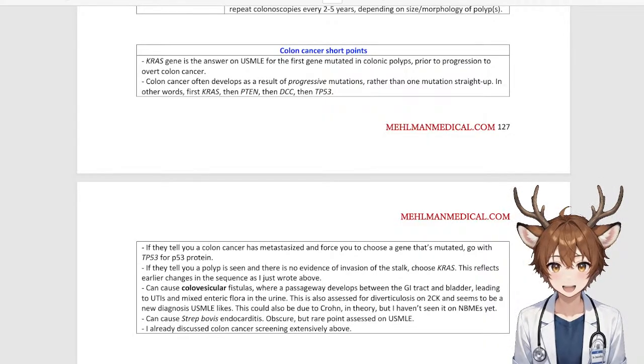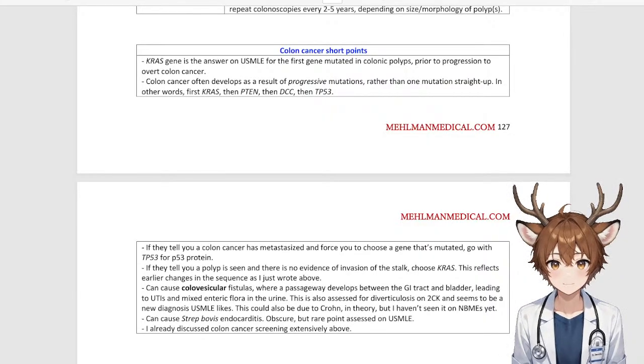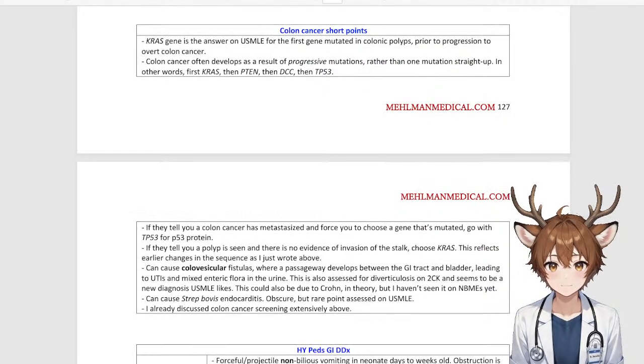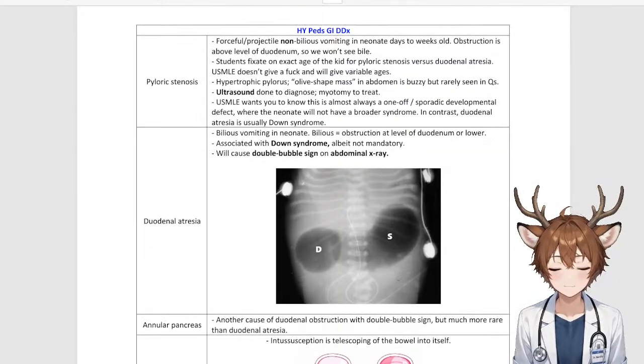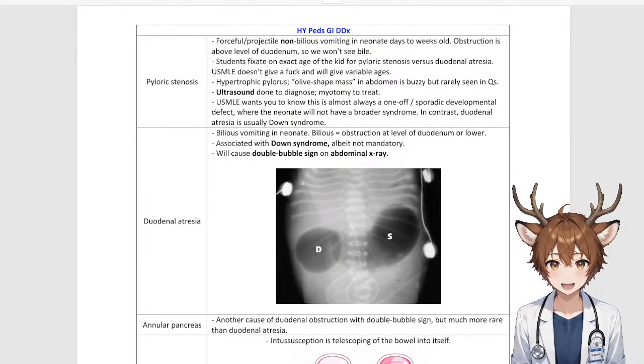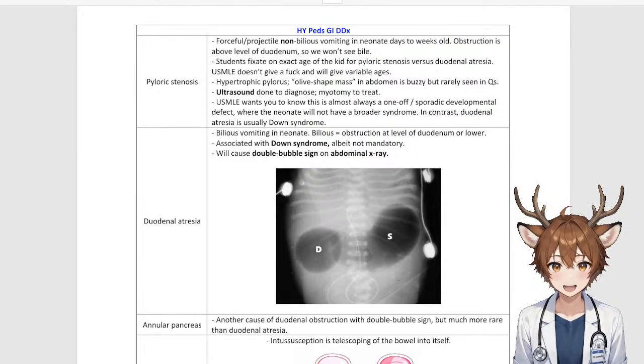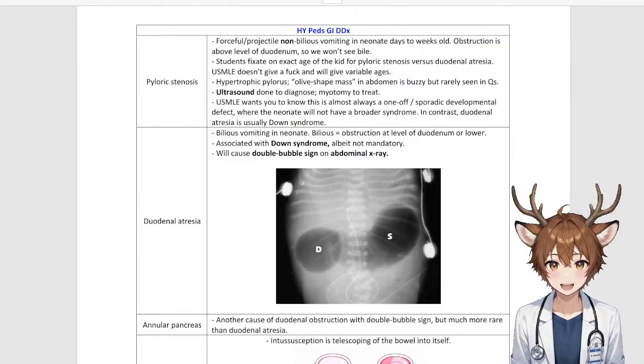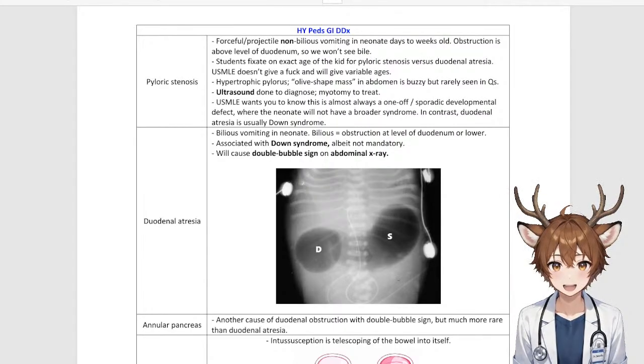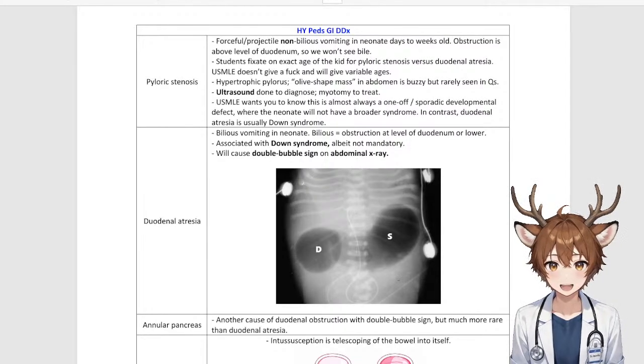I already discussed colon cancer screening extensively above. And I think I will take another break. I want to get a little bit further because basically we have 20 pages after this, because this is page 128 right now, and we finish at about 148. So I want to get maybe another half hour in potentially.